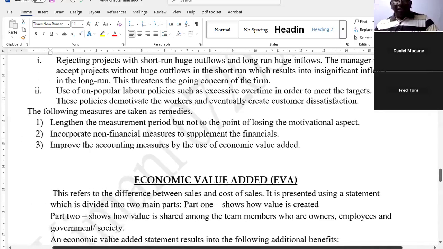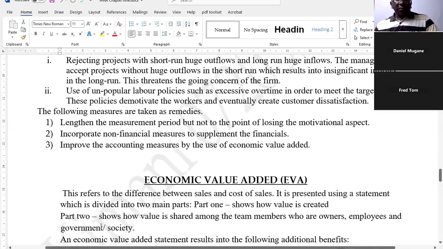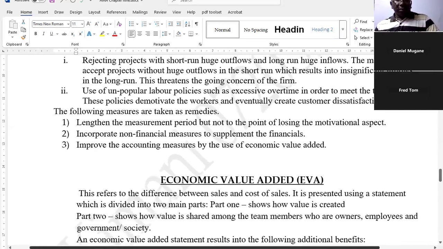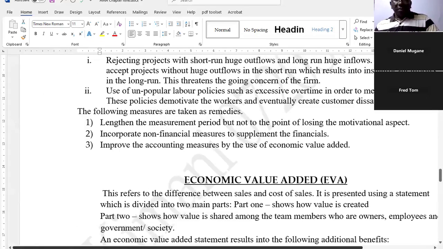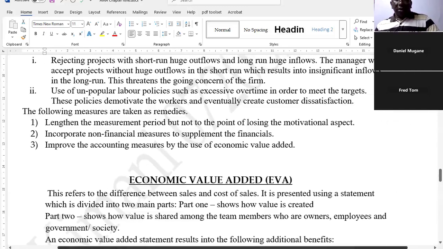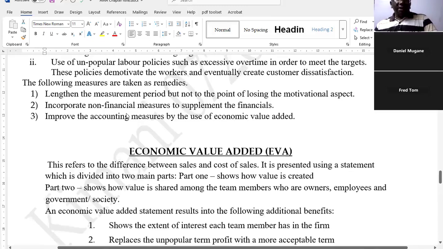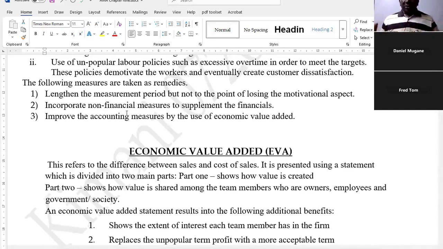The other thing is that for you now to remedy this, there are 3 ways we use. One, you lengthen the measurement period. So instead of kupimia watu for 1 year, you can make it longer, so that within those periods, things are able to turn around, and they get to a place where it will be beneficial both to the organization and to the individual.